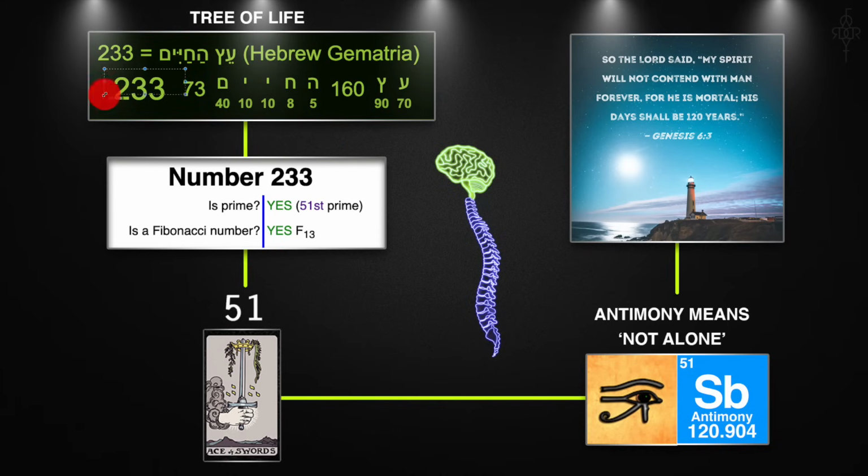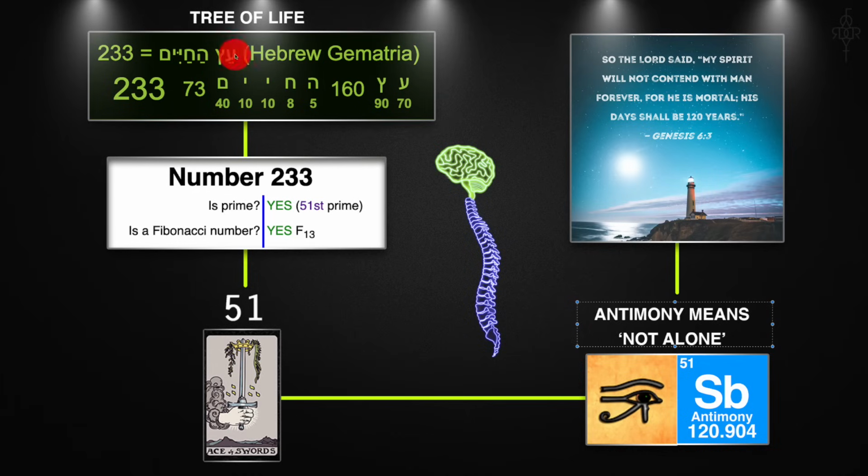Okay, and it gives us the 233 as the marker, and that's a very big deal because 233 is not just any number, it's the 51st prime number and the 13th Fibonacci number. Now, I could have gone gangbusters on the 13, that's tied to the death card, which inevitably we all face, but there's that 51 again, tied to the Ace of Swords and tied to this element antimony. This is the most abundant weight it has. This is going to round up to 121. These elements have several isotopes, and it means not alone.